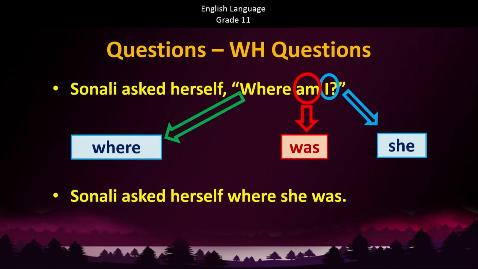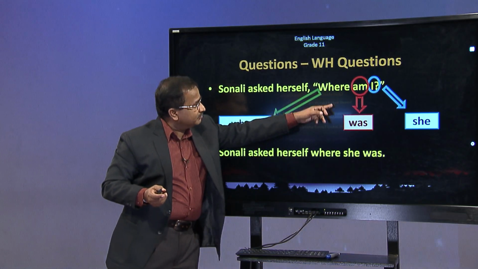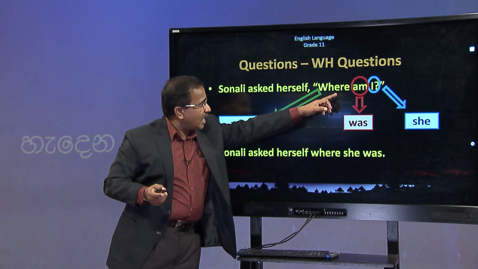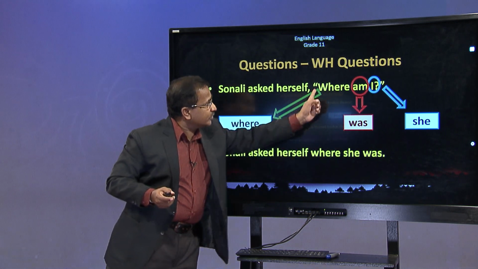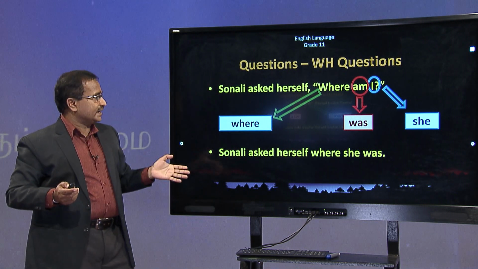Sonali asked herself where she was. Okay, Sonali asked herself where she was. Remember, the word where is used here in order to combine these two. Am should be changed into was, I should be changed into she. The question form is converted into a form of a sentence.